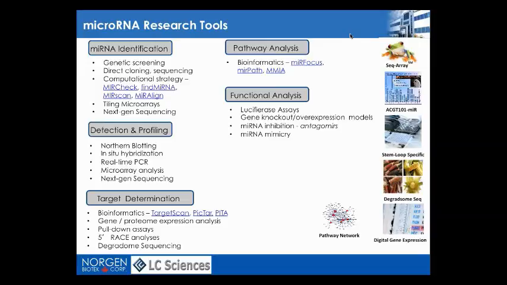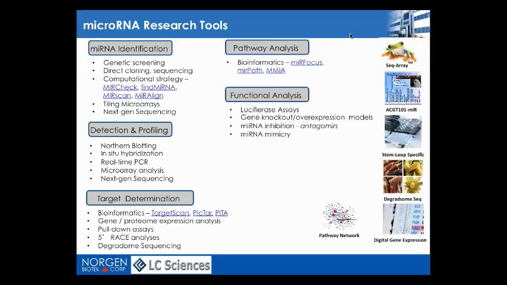If you look at the detection and profiling step, of course the classic method, Northern blotting, then in situ hybridization, basically arrays. Real-time PCR, of course, is the gold standard when it comes to quantification of specific microRNAs. This is typically used by our customers to validate microarray or next-gen sequencing results.